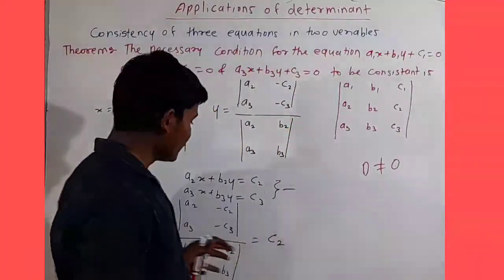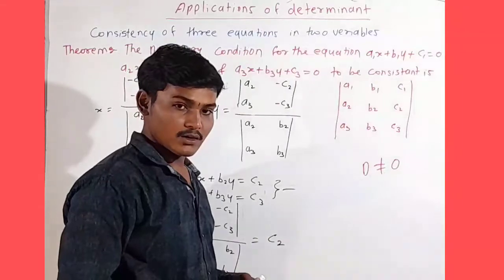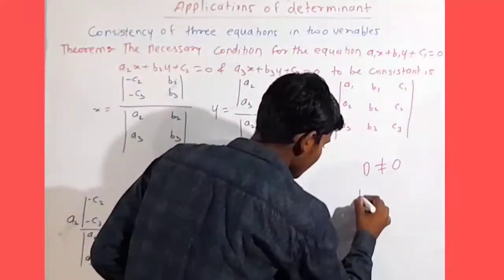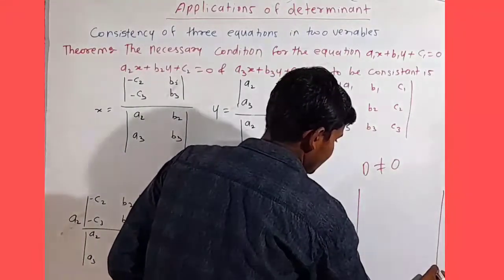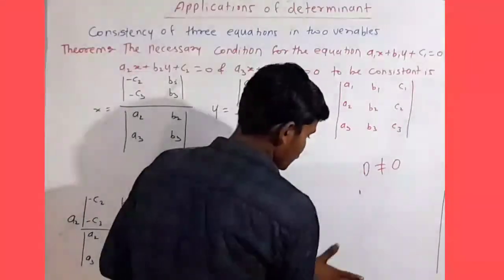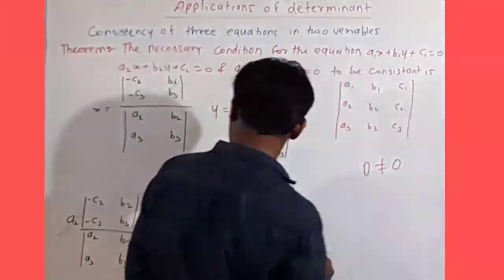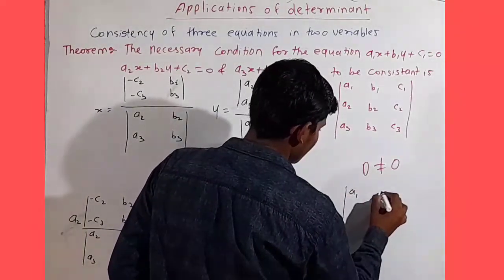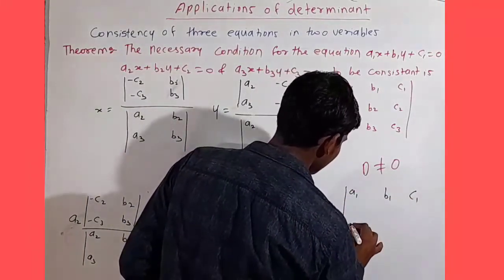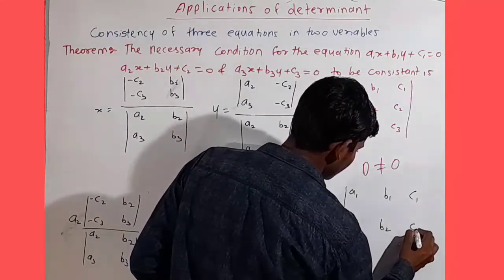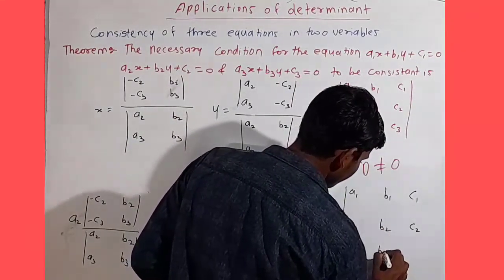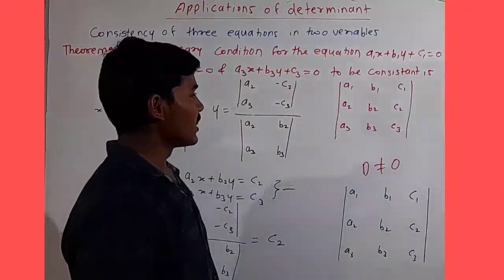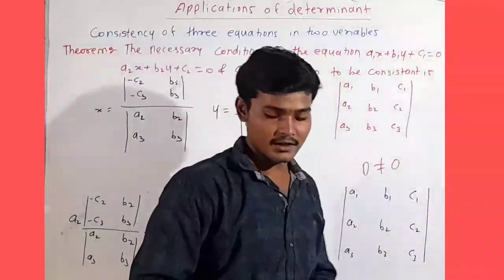And on solving these equations, we get, as the final answer, the determinant a1, b1, c1, a2, b2, c2, a3, b3 and c3, which is what we had to prove, and here we have proved it.